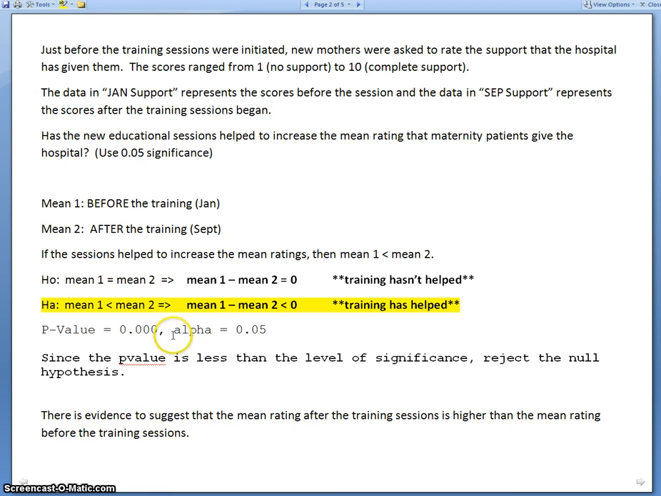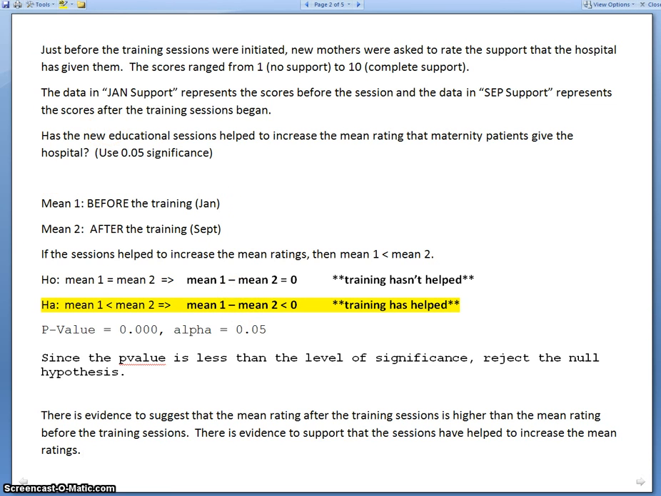There's evidence to support that, and going back up here, have the new sessions helped to increase the mean ratings? There is evidence to support that the sessions have helped to increase the mean ratings.